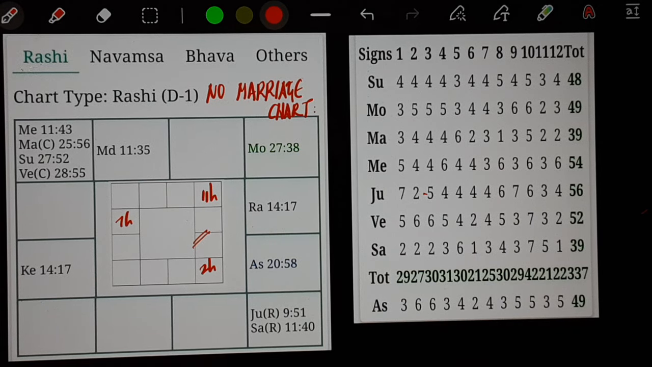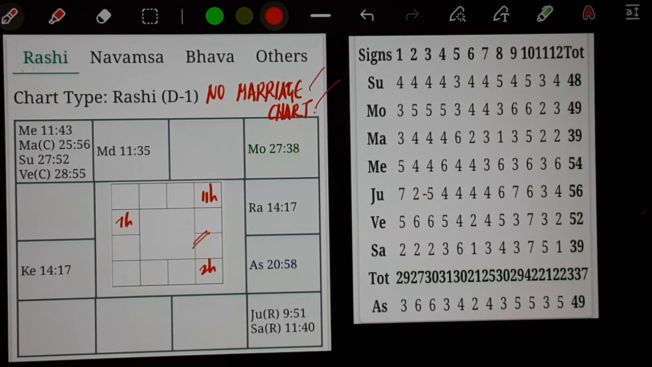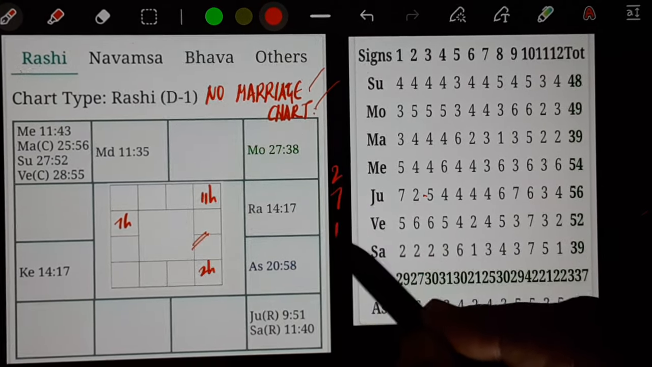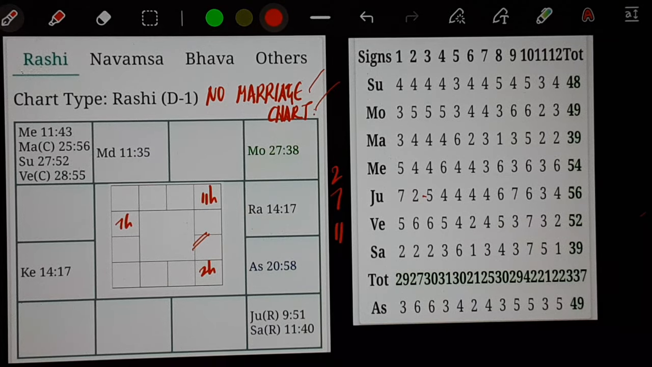Today we shall discuss a no marriage chart. Why has the marriage not happened in this chart? For that we have to check the second house, seventh house, and 11th house. We have to see the fertile nature of these houses.